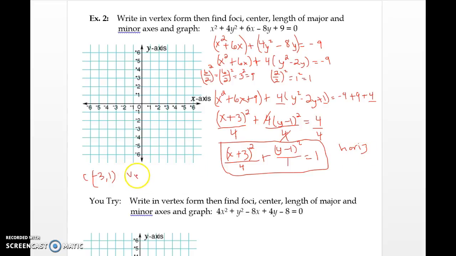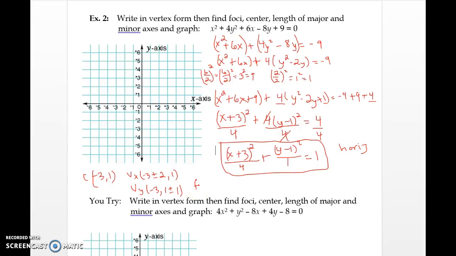My V sub x is going to be -3 plus or minus, my A value is 2, the square root of 4, comma 1. My V sub y, -3, comma 1 plus or minus the square root of 1, your B, which is 1.